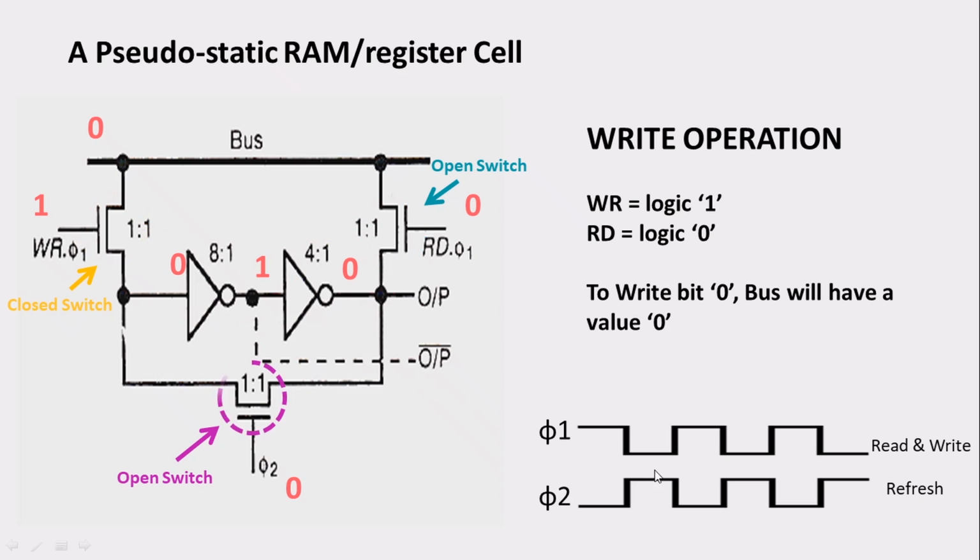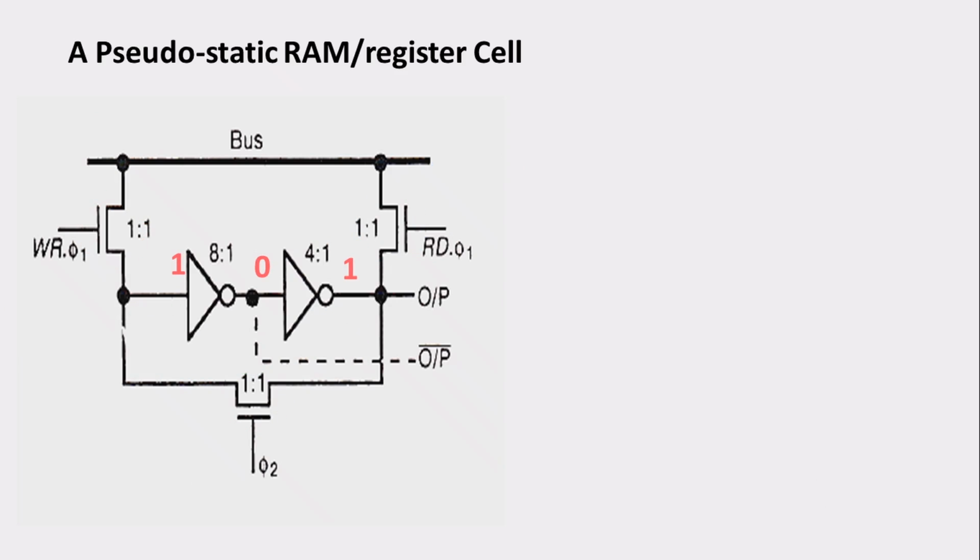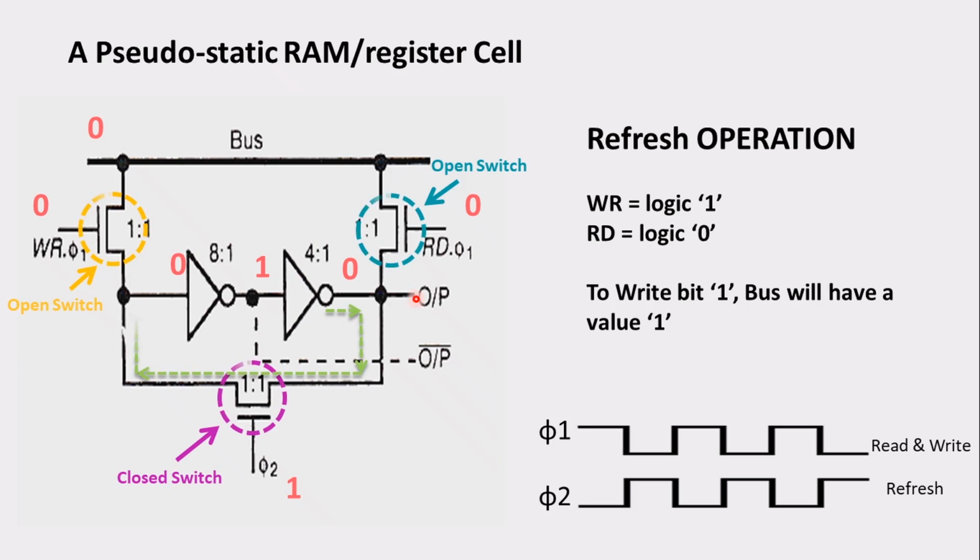In the next half cycle, phi 1 is going to be 0, so this write signal has become 0, and since phi 2 is 1, this particular transistor is turned on, so it is going to act like a closed switch. So I'll get a path in order to refresh the data. The data we have written is not going to be corrupted; the same value I have written is going to be retained in the refresh operation.